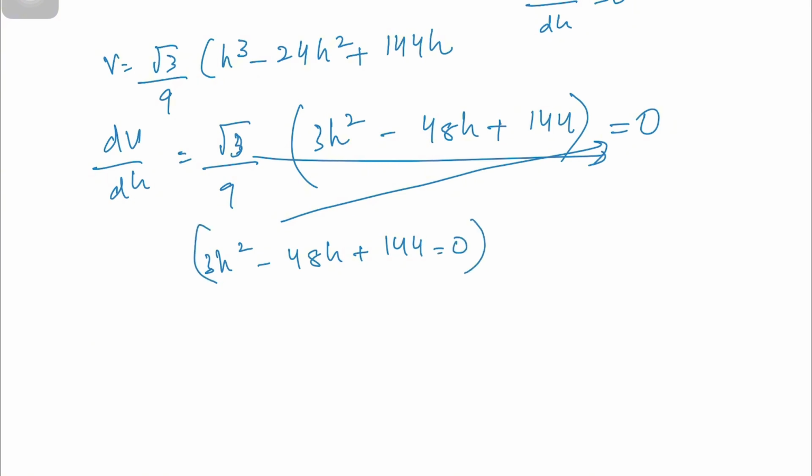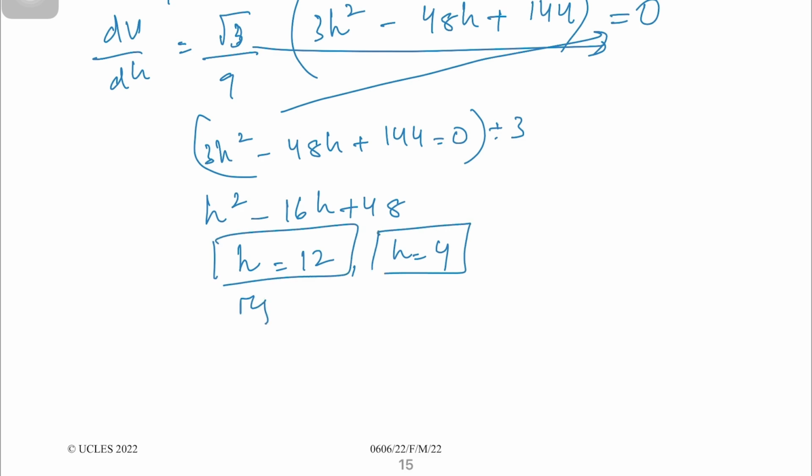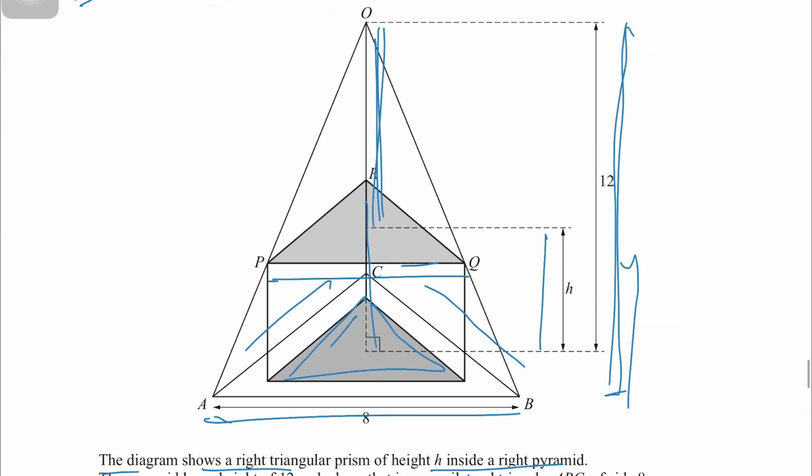So we get our answer as 3h squared minus 48h plus 144. We can divide the whole equation by 3, so we get h squared minus 16h plus 48. We can use the calculator over here. So we get our answers as h equals 12 and h equals 4. Now h equals 12 would be rejected. Why? Because this altogether is 12 and h can't be 12. Alright? So h equals 4 is accepted only.